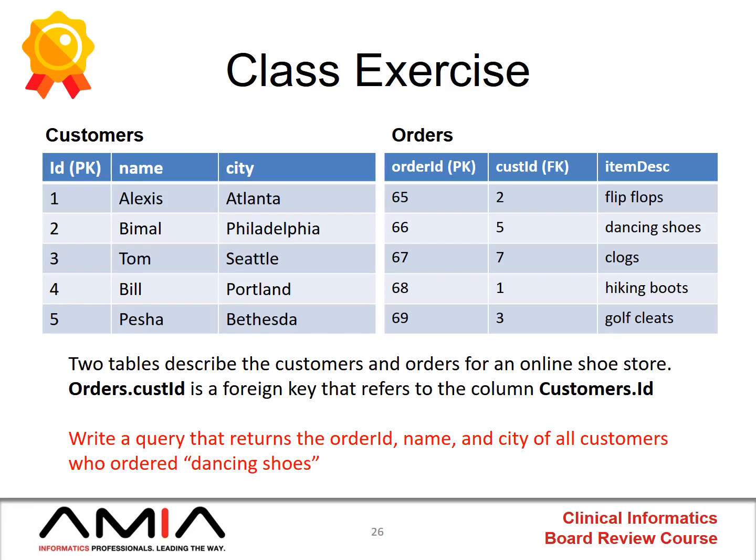So now let's write a query that returns the order ID from the right table there, the name of the customer from the left table, and the city of all the customers who ordered dancing shoes. So we only want the order ID, name, and city of people who ordered dancing shoes. And I think it's useful, when you scan through this, to see that there's exactly one customer who ordered dancing shoes. It's customer 5. So we can expect that this is going to show us 66, Pesha, Bethesda, we think. Let's see if we're right.